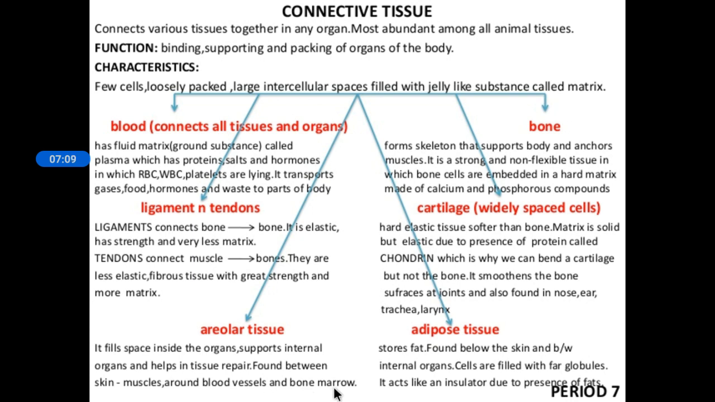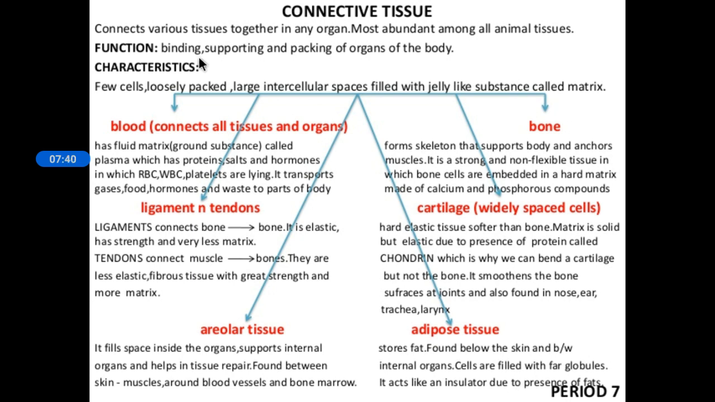That's about areolar tissue. And next is adipose tissue. From that word itself, adipose, something being accumulated. What is accumulated? That is fat. It mainly stores fat and is found below the skin and between the internal organs. It consists of fat globules, and it acts as an insulator or protector because of the presence of fats.